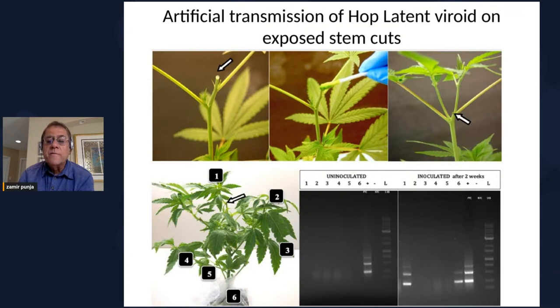And the other place where we found it was sample number 1, which happens to be right here, the top of the plant. So what this showed us is that when you have infection that occurs up here, the first location that the viroid seems to go is down into the roots and then up into the youngest part of the plant. That's the way in which it's moving.